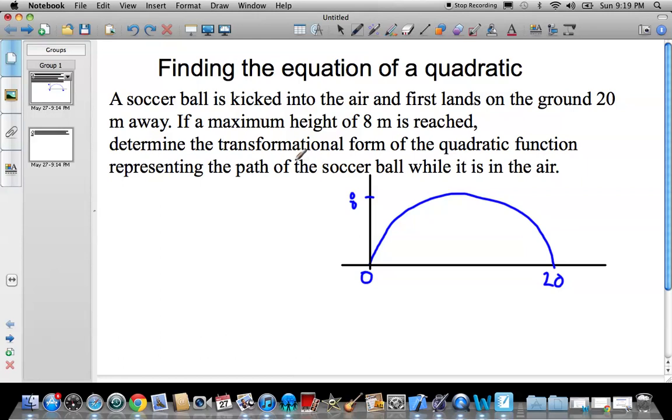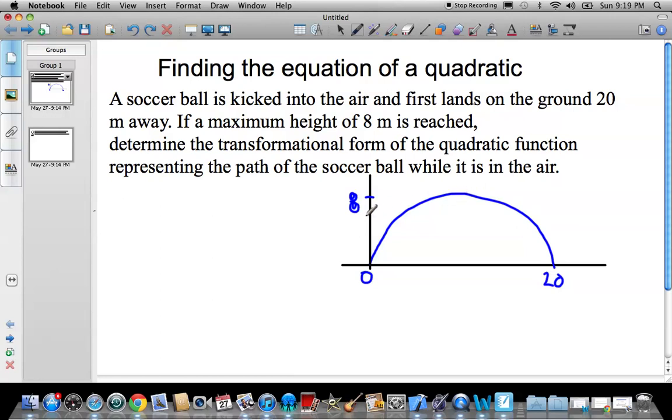Determine the transformational form of the quadratic function representing the path of the soccer ball while it's in the air. So this one actually says find transformational form. Sometimes we'll just say find the quadratic function. Which is important to note that transformational form is a quadratic function. Some people always think general, which is just creating work for yourself. This transformational form is way easier.